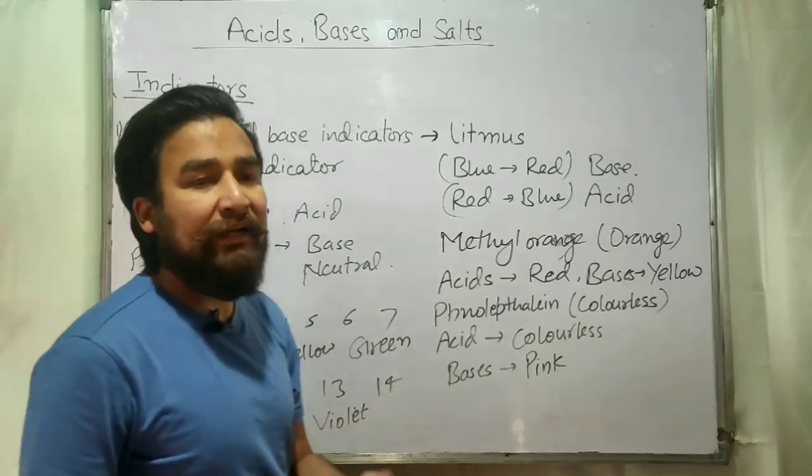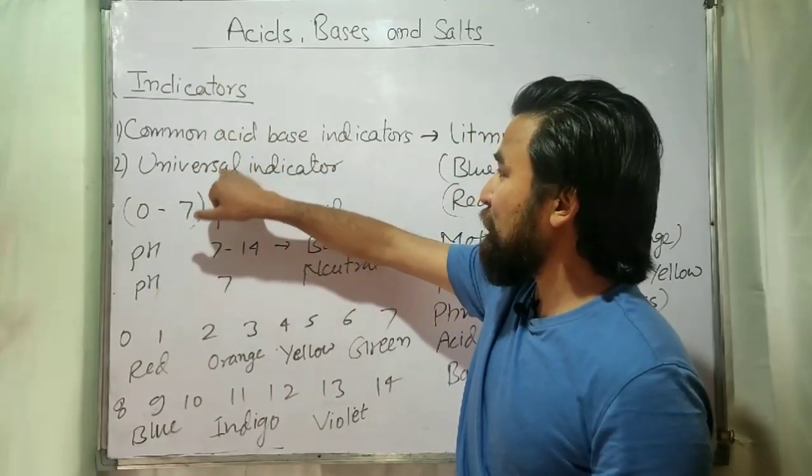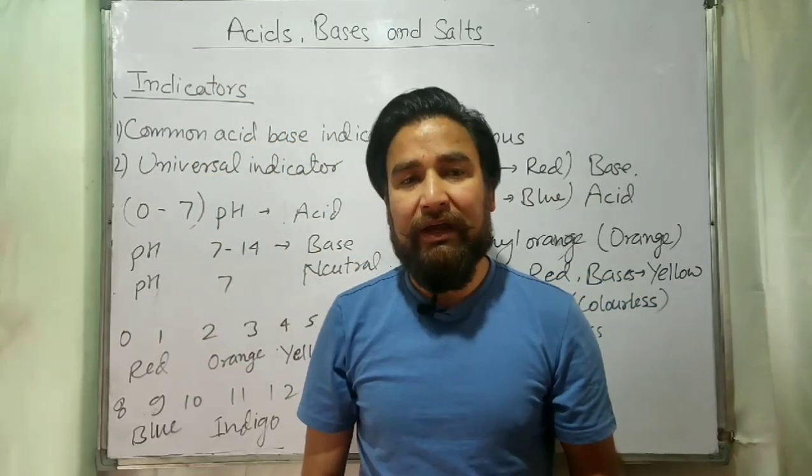So that is how we can identify the pH of a substance. That is the huge difference between universal indicators and common acid base indicators.